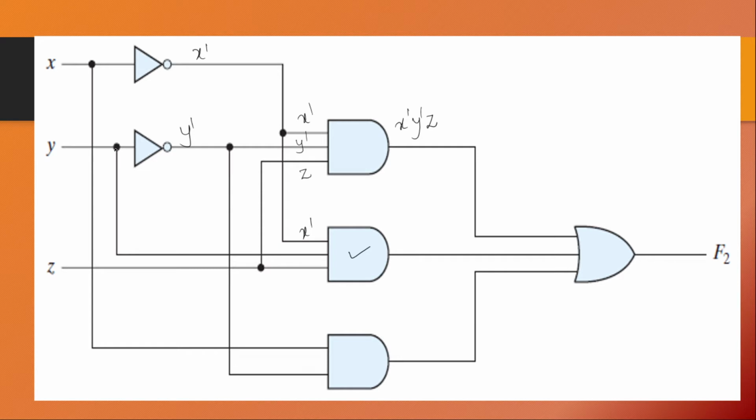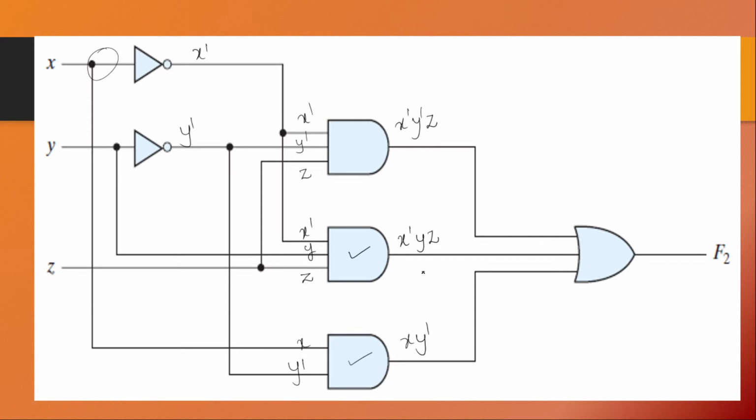Okay, the wire is connected before this NOT gate. So that is Y. And the third input comes from Z directly. So it is Z. So the outcome of this AND gate is X complement, Y followed by Z. Whereas the outcome of the third AND gate, one input comes from Y complement and another input comes from over here, that is X. So the final outcome is X, Y complement.